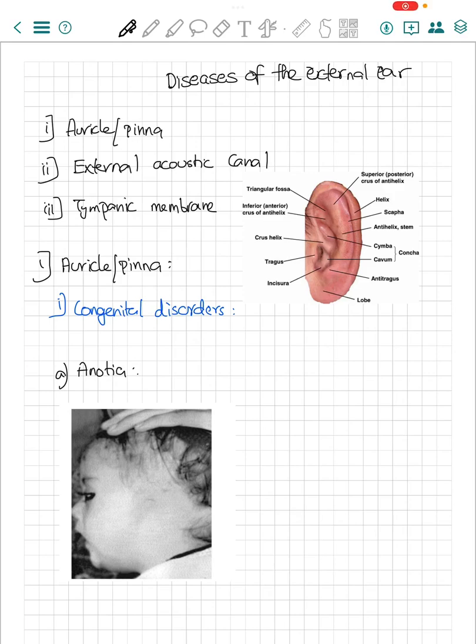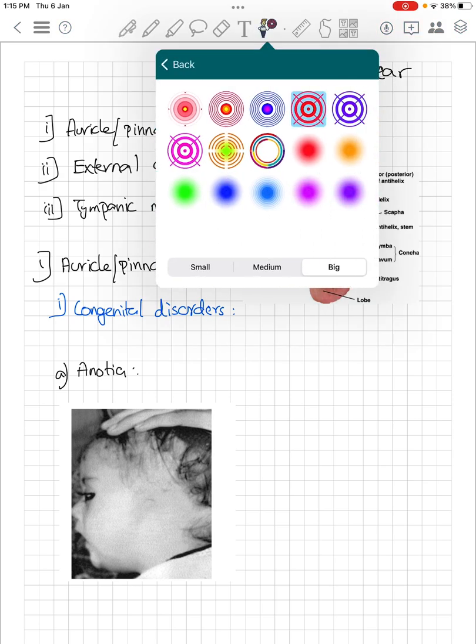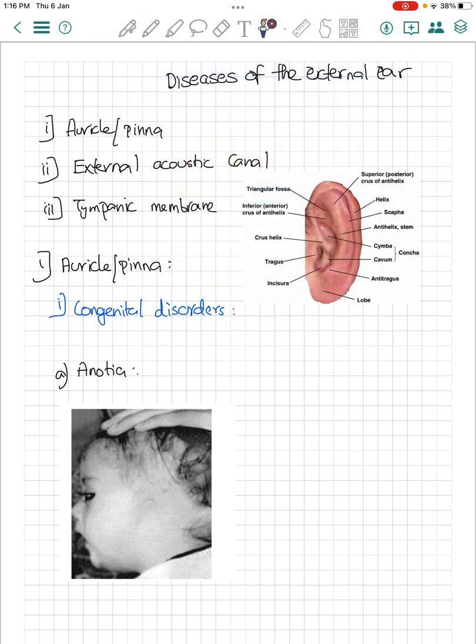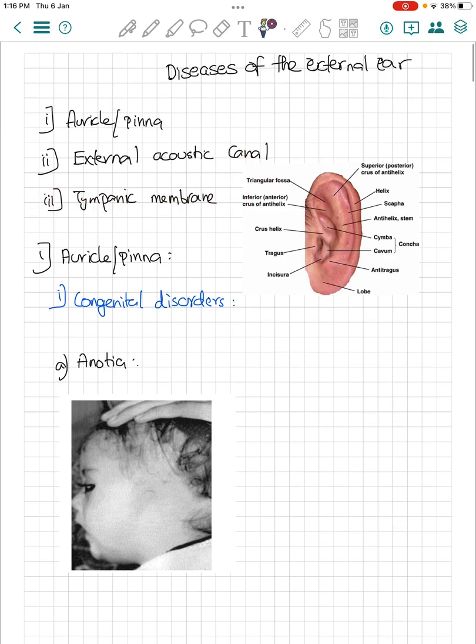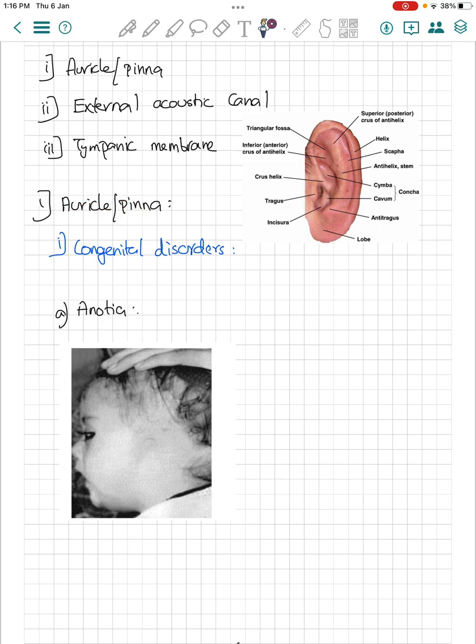Hello guys, in this video we are going to see the diseases of the external ear. We know that the external ear is divided into three parts. The first is the auricle or the pinna, then the external acoustic canal, and the tympanic membrane. First we are going to see the auricle or pinna.